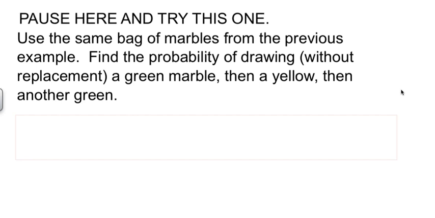I'd like for you to pause here and try this one. You've got your note sheet in front of you. We're going to use the same bag of marbles. This time your goal is to find the probability of drawing a green, and then a yellow, and then another green without replacement. So pause here, take a look at it, and then we'll check it out as we go.